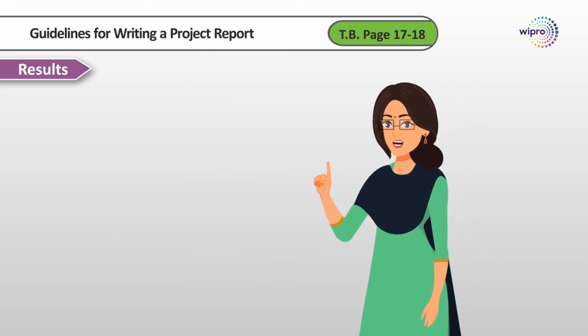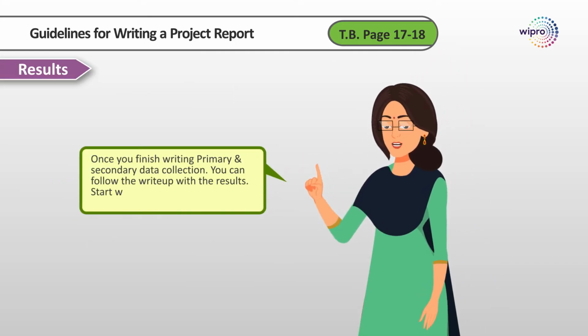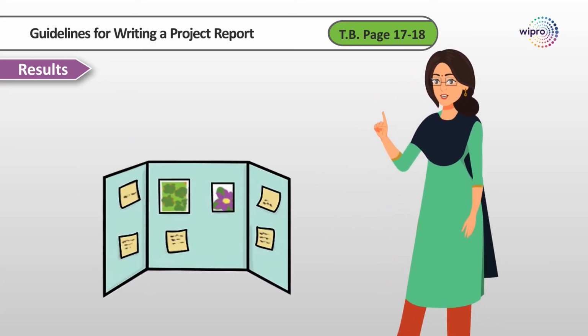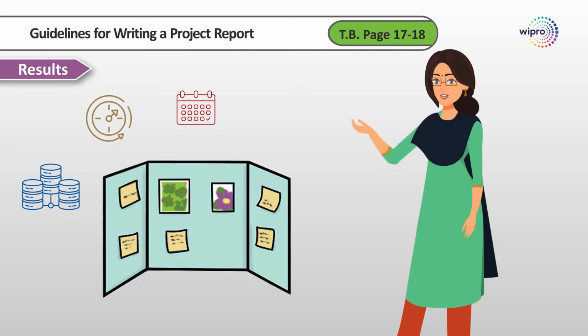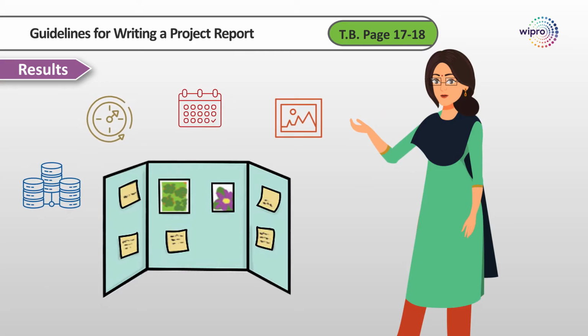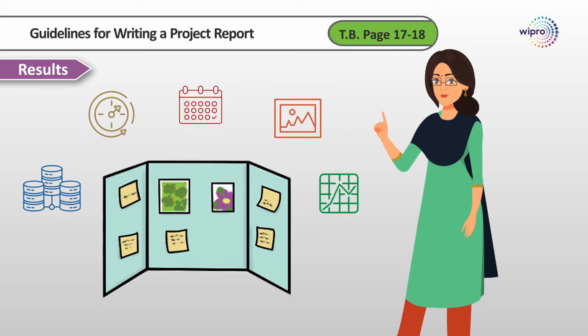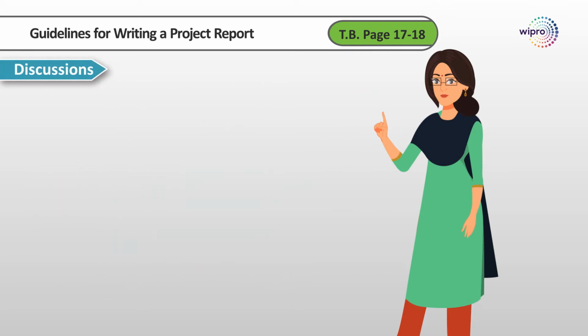Results. Once you finish writing primary and secondary data collection, you can follow the write-up with the results. Start with general results and narrow down to specifics. This is the section where you display your data. Include historical timeline, seasonal calendar, rich picture, and any other tables or graphs. Use subheadings wherever appropriate.